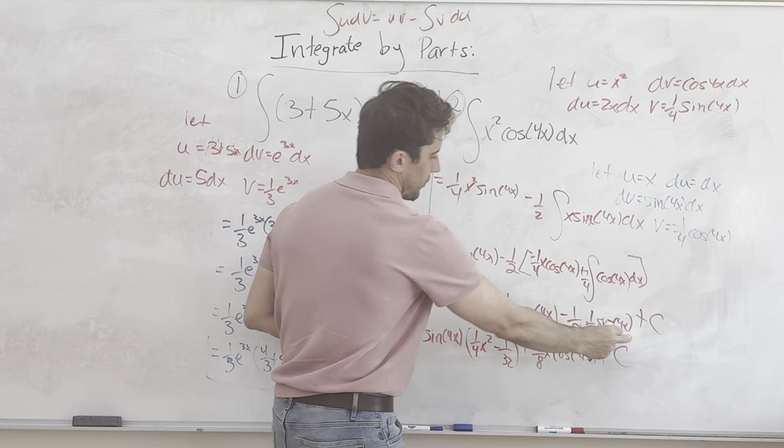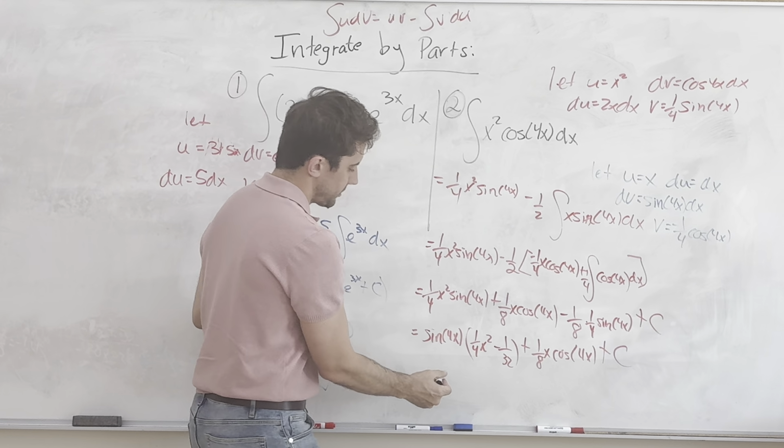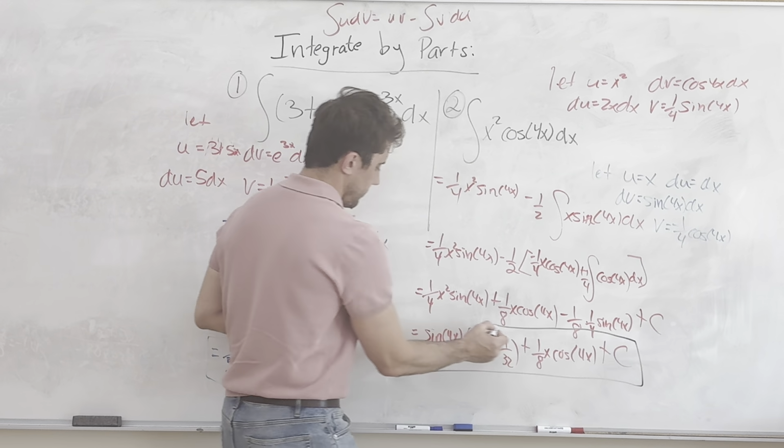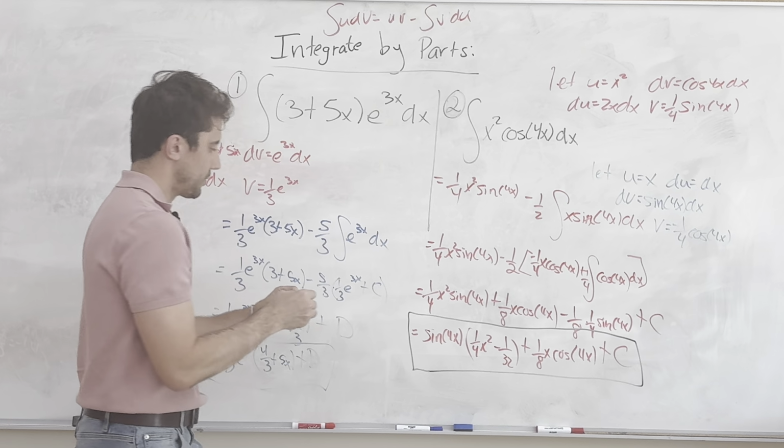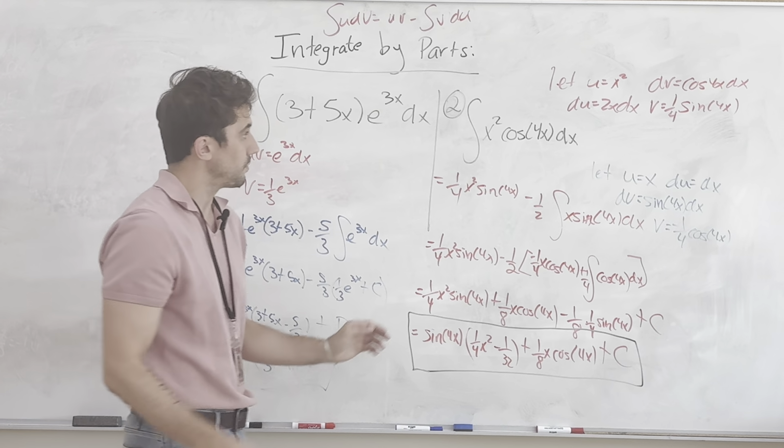We factor the sine 4x out of both of these terms and condense our final answer. We always want to simplify as much as possible because it's easier to plug into some computer program, a nice rule of thumb.